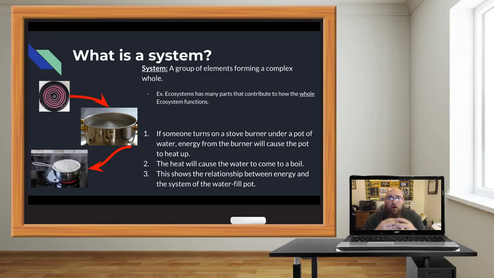Well, this is a small system. This shows the relationship between energy and the system of the water-filled pot. We introduce energy through the stovetop. That energy causes change, it does work, and it causes the water to boil. So this is an example again of a small system, but systems can be as large as you want. It could be looking at the whole universe, a solar system, a whole planet. Anything that a scientist needs to look at specifically to study is considered a system.